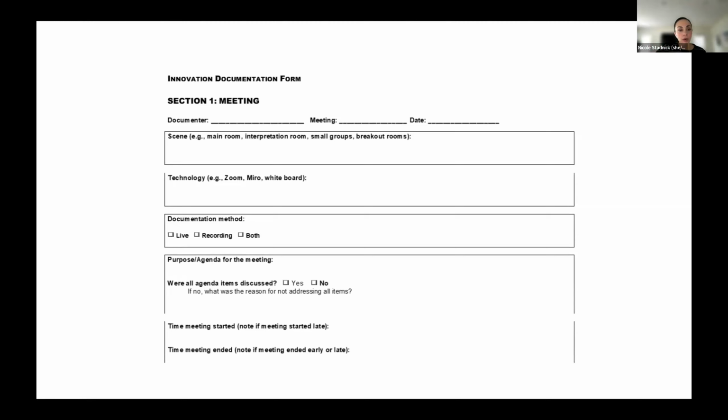So this is an example of one of our documentation forms, really setting the scene. In this, it's fairly straightforward. We asked our documenters just to describe who was in these virtual advisory board meetings. Were they watching the meeting live or via a recording? What was the purpose of the meeting? Usually we set the agenda ahead of time and shared that with the documenters, but sometimes there were opportunities to change the agenda or add in emerging topics.